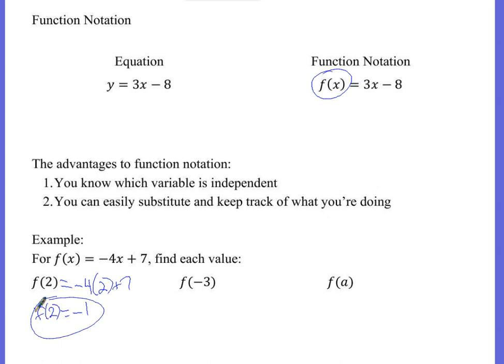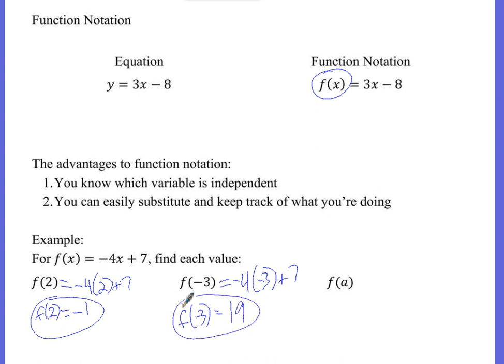So next, f of negative 3. What am I going to do? Substitute in the negative 3. So I'm going to write f of negative 3 equals what? Good. And then I write f of negative 3 equals negative 4 times negative 3 is positive 12 plus 7 is 19.